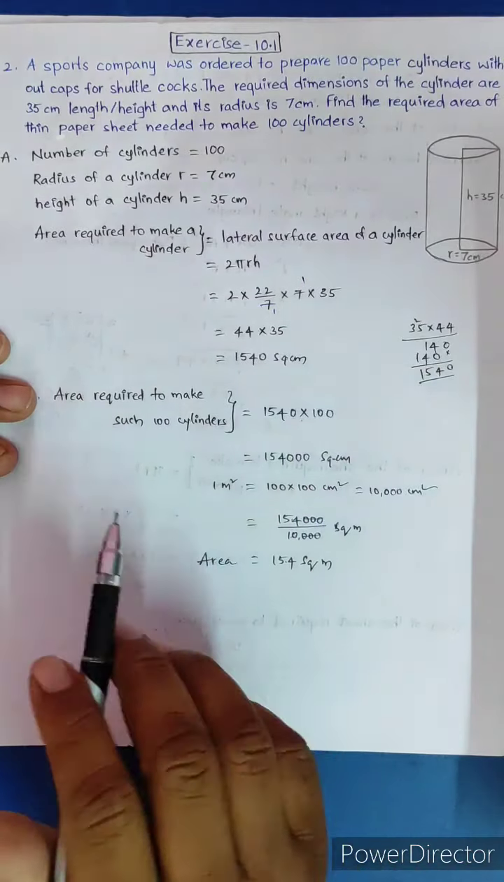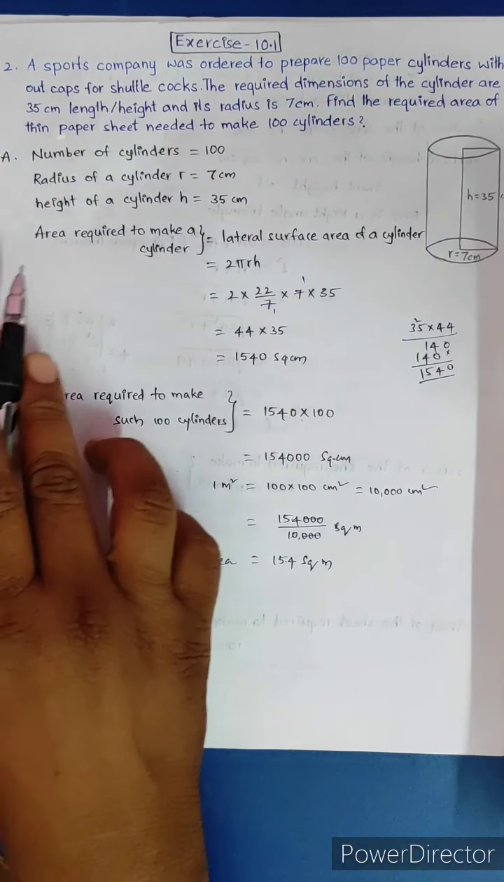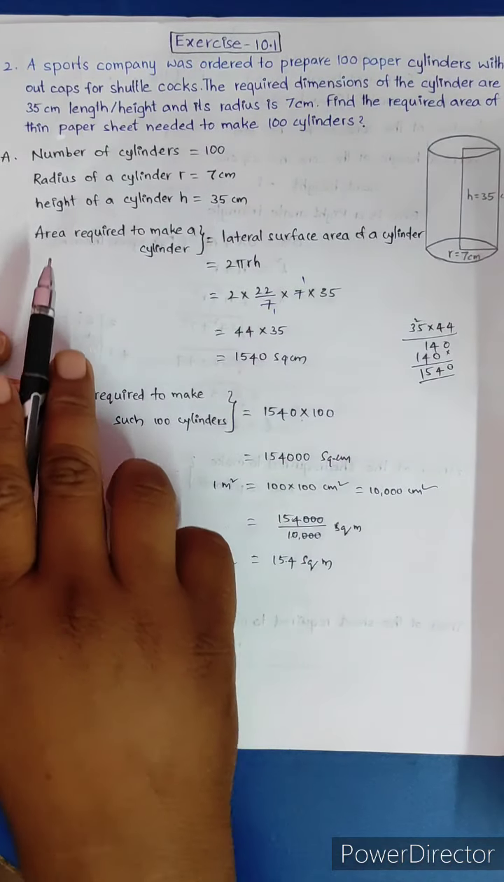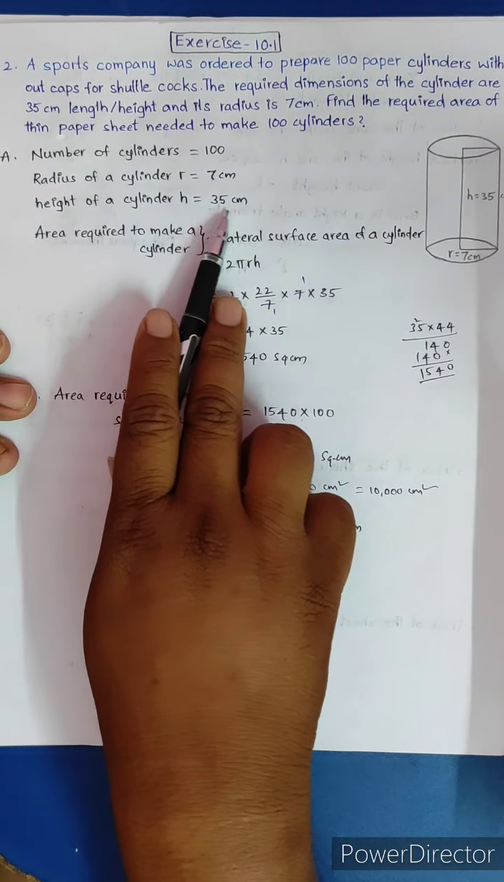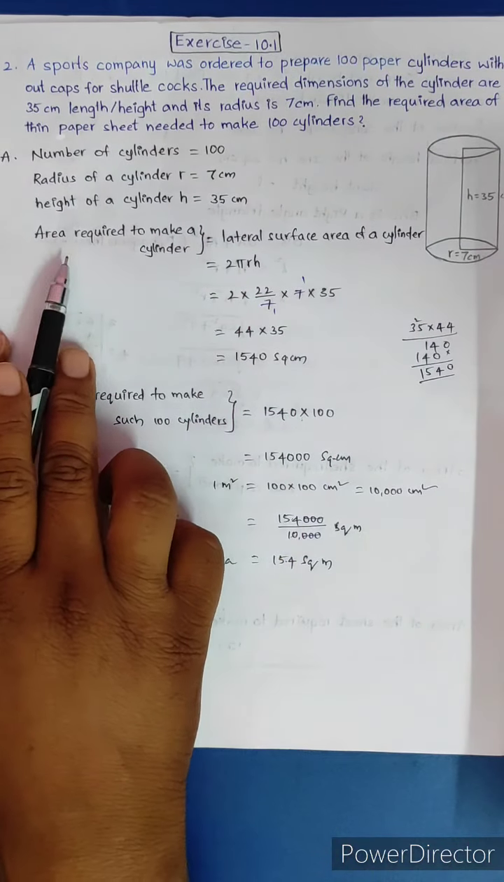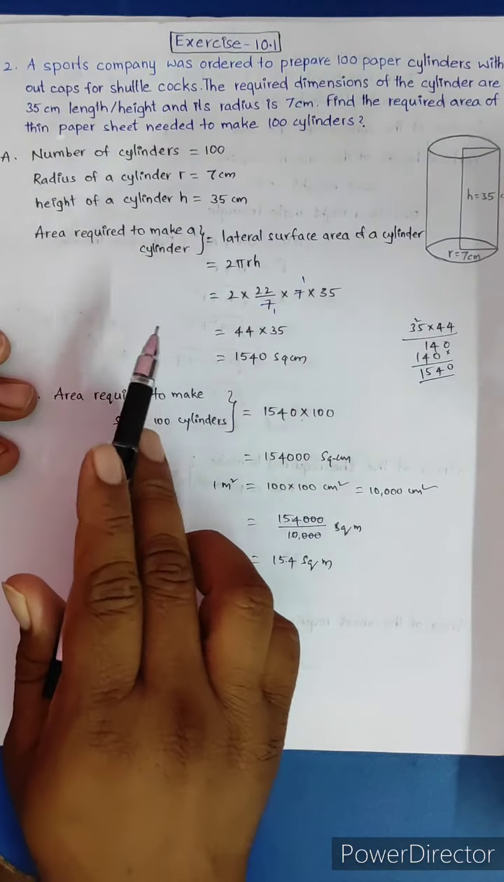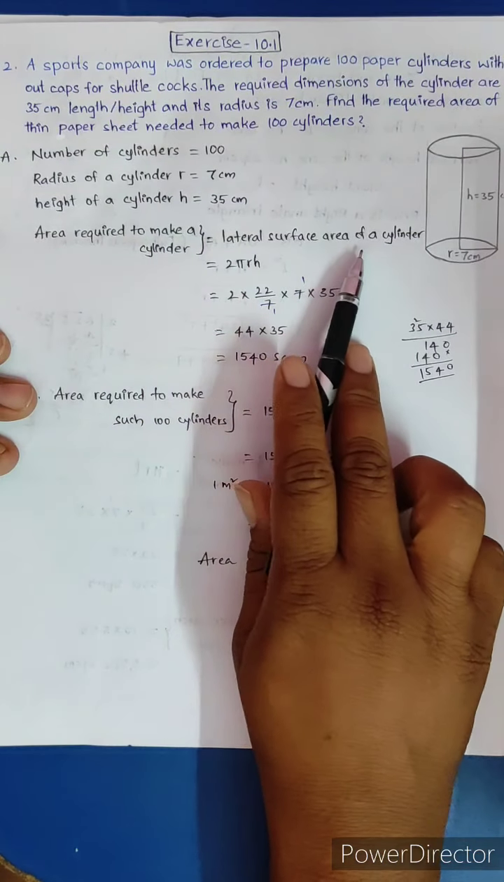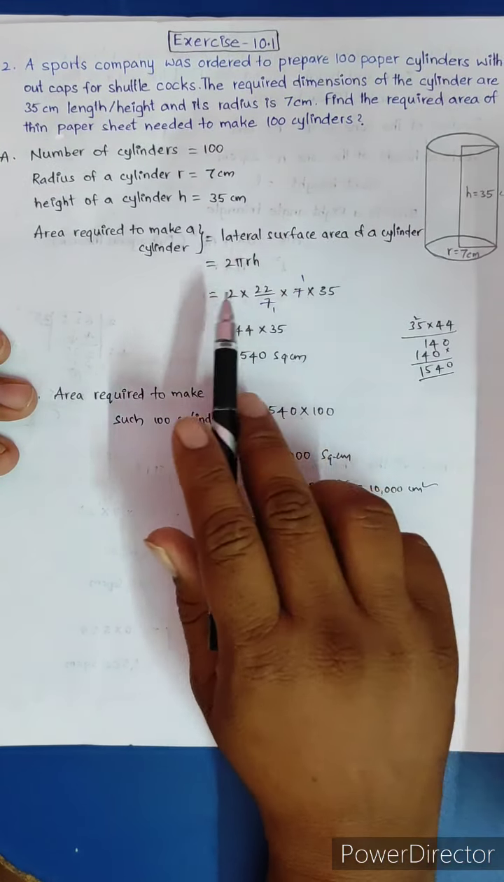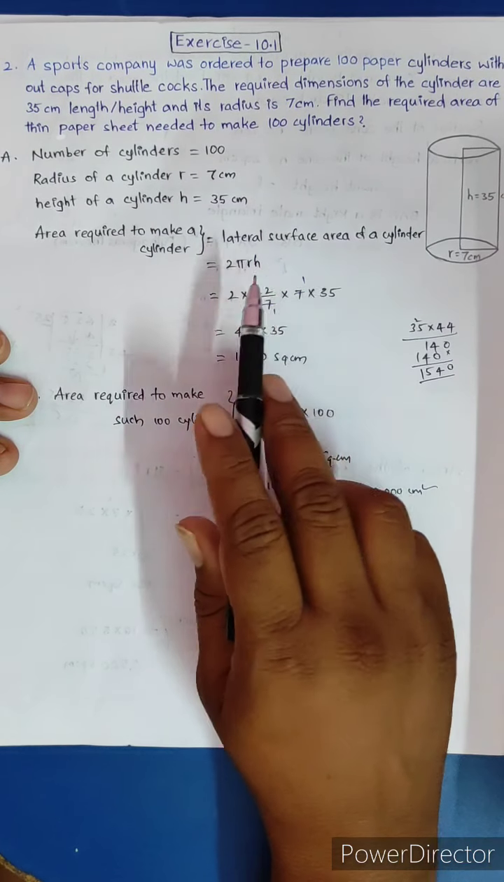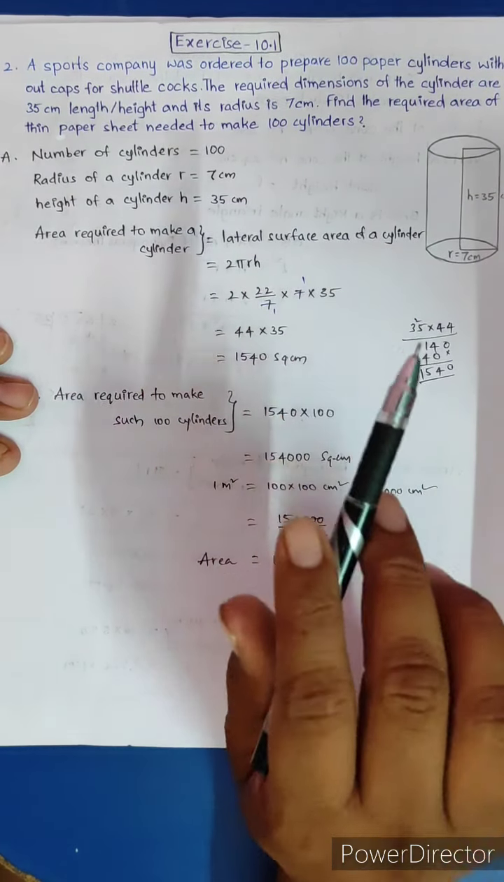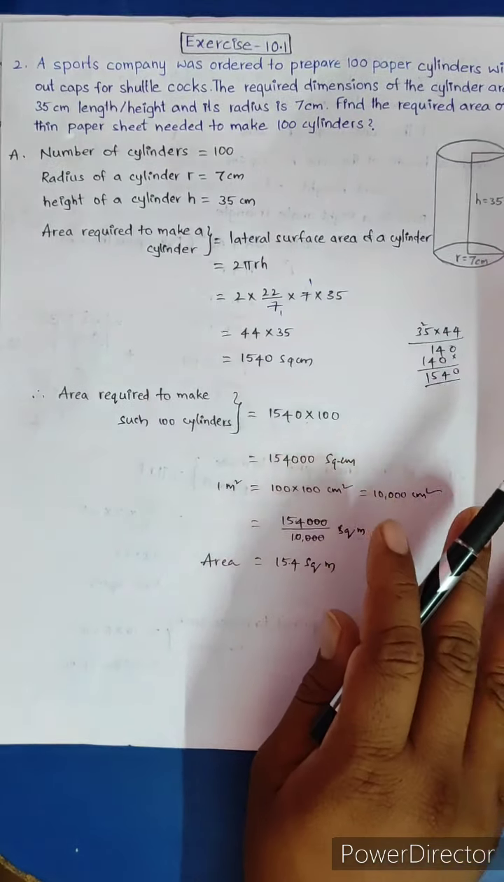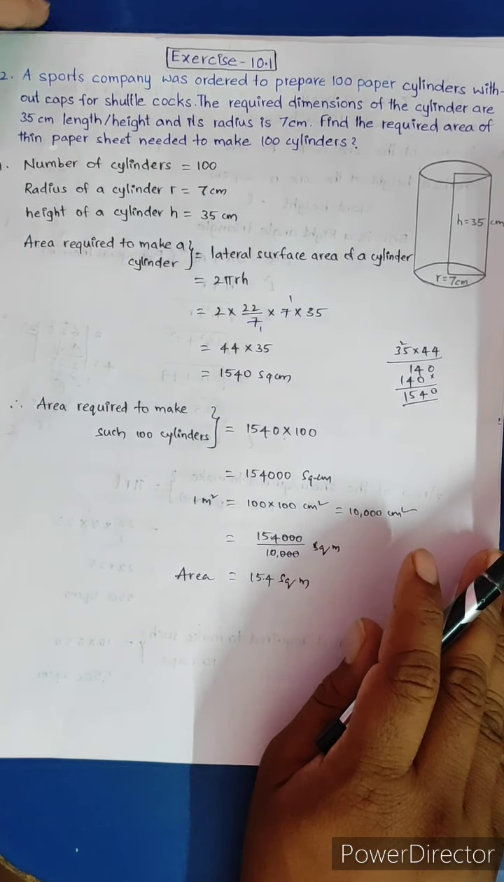Now the number of cylinders asked is 100. Radius of the cylinder is 7 centimeter. Height or length of the cylinder is 35 centimeter. The area required to make one cylinder is the lateral surface area of a cylinder. Formula: 2 pi r h. These formulas are very important. 2 pi r h, lateral surface area of a cylinder.